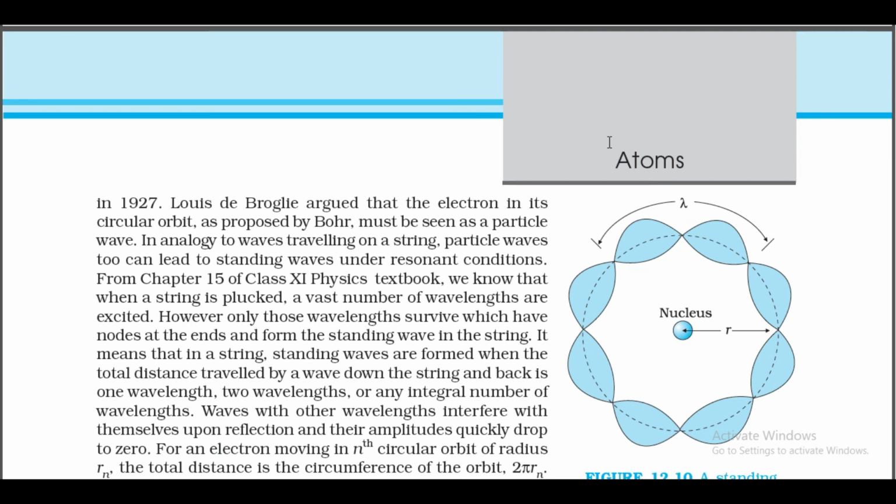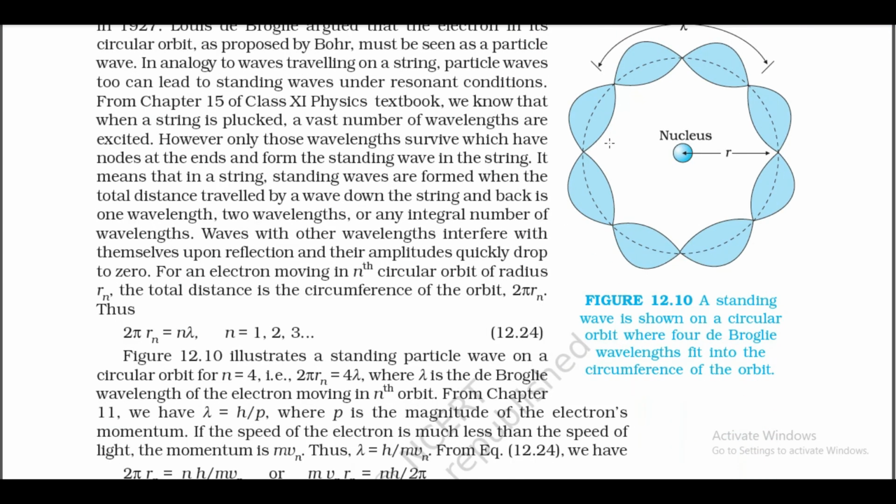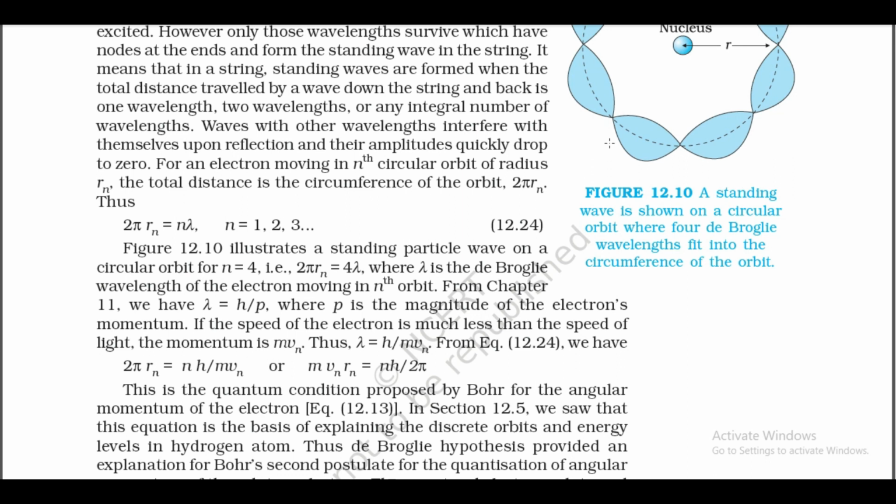Waves with other wavelengths interfere with themselves upon reflection and their amplitudes quickly drop to zero. For an electron moving in a circular orbit of radius Rn, the total distance is the circumference of the orbit, 2 pi Rn. Thus 2 pi Rn is equal to n lambda, n is equal to 1, 2, 3 and so on. Figure 12.10 illustrates a standing particle wave on a circular orbit for n equal to 4, that is, 2 pi Rn is equal to 4 lambda, where lambda is the de Broglie wavelength of the electron moving in the nth orbit.